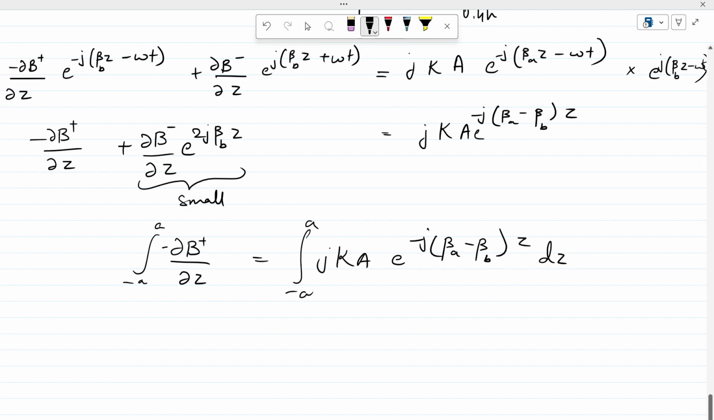So this will become the negative of b plus of a minus b plus of minus a. Correct? So that will be jκa. A is always a plus. Okay, so we are assuming that a is going only in the positive direction.